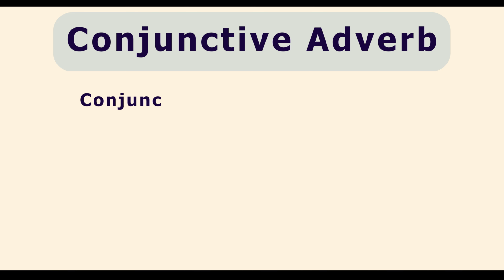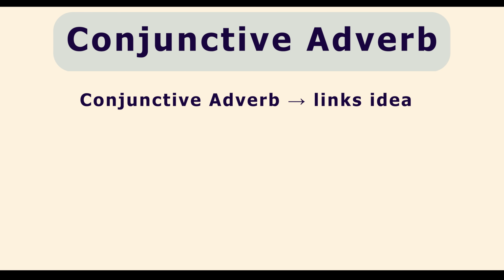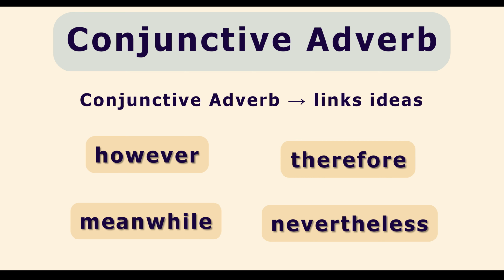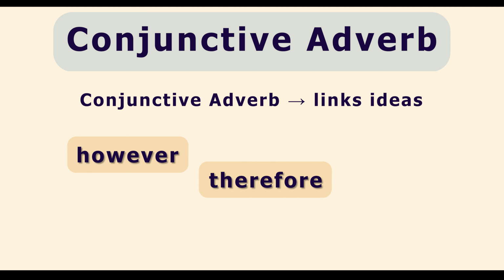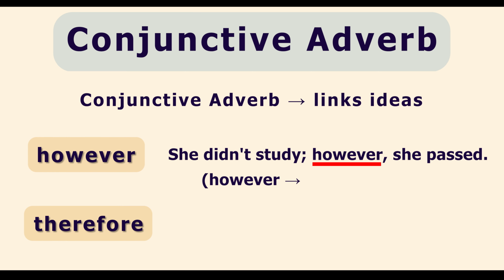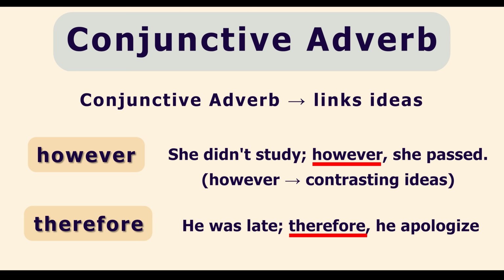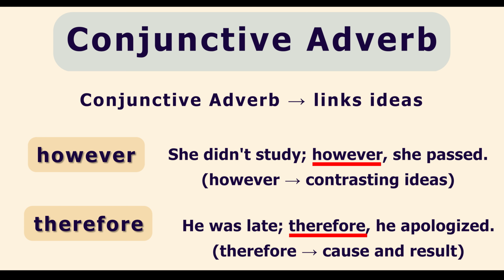Finally, conjunctive adverbs. Conjunctive adverbs connect ideas and show relationships, such as however, therefore, meanwhile, or nevertheless. For example, she didn't study, however she passed. Here, however connects 2 contrasting ideas. Another example, he was late, therefore he apologized. Here, therefore shows the result of being late.